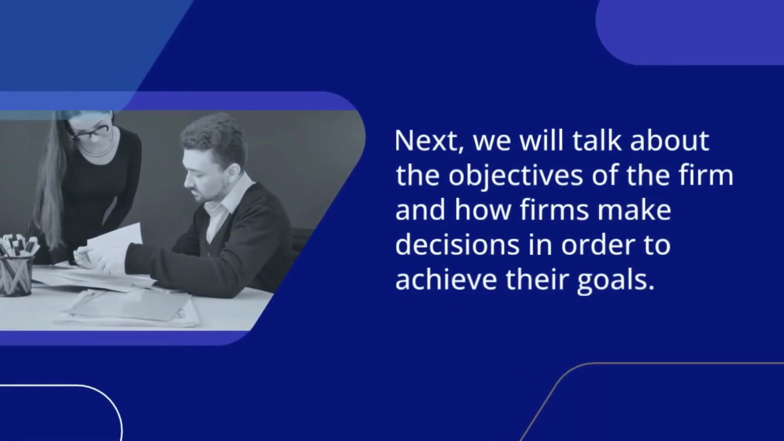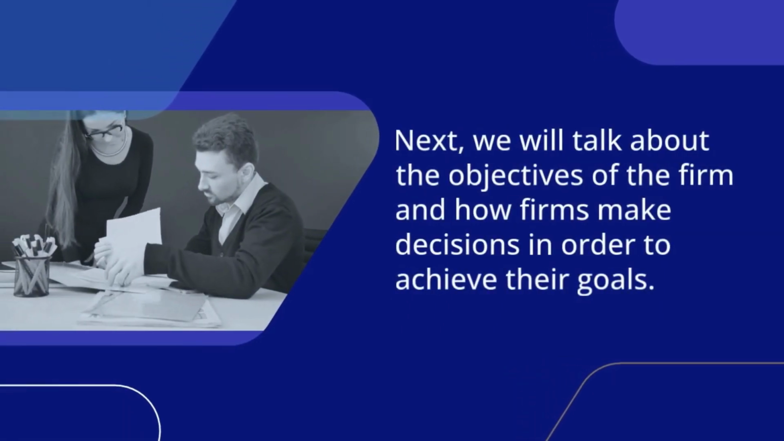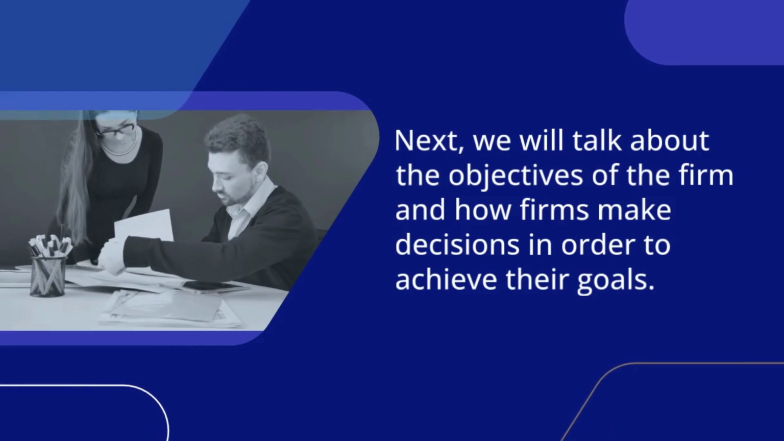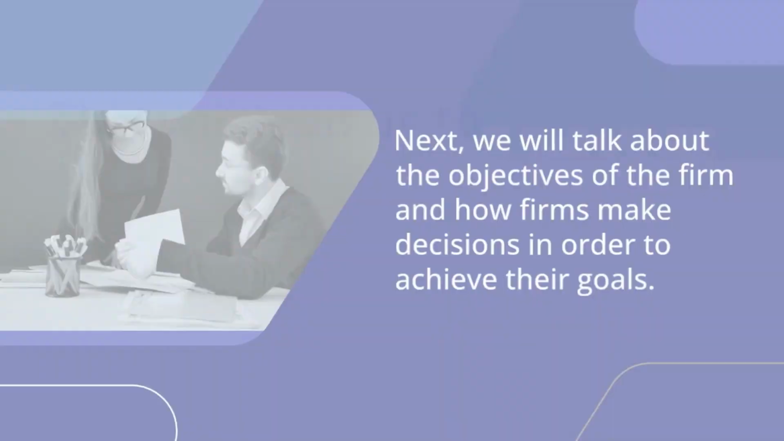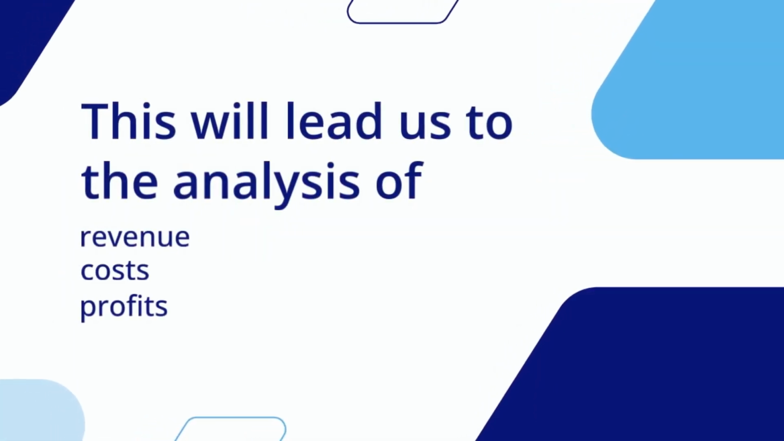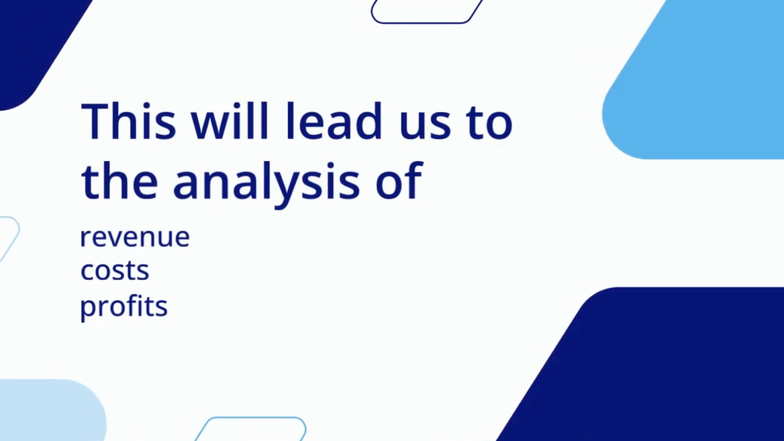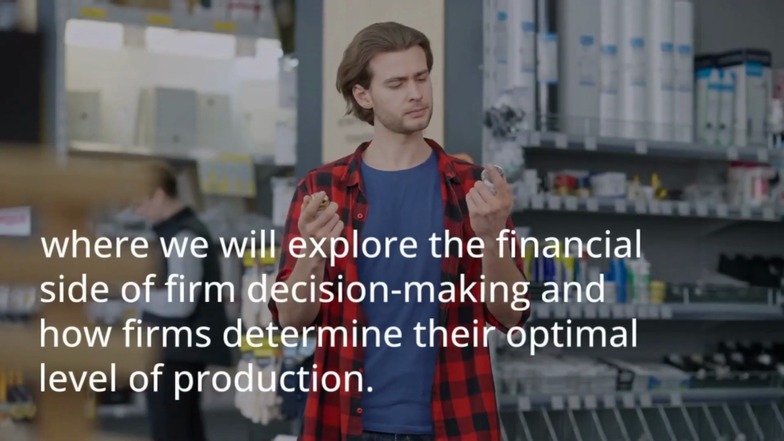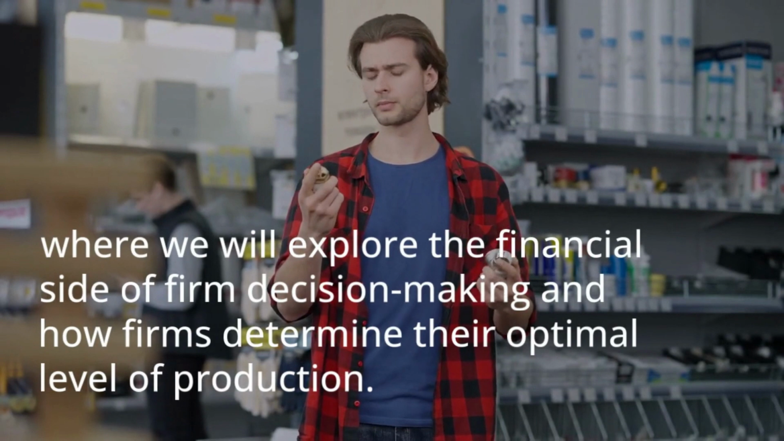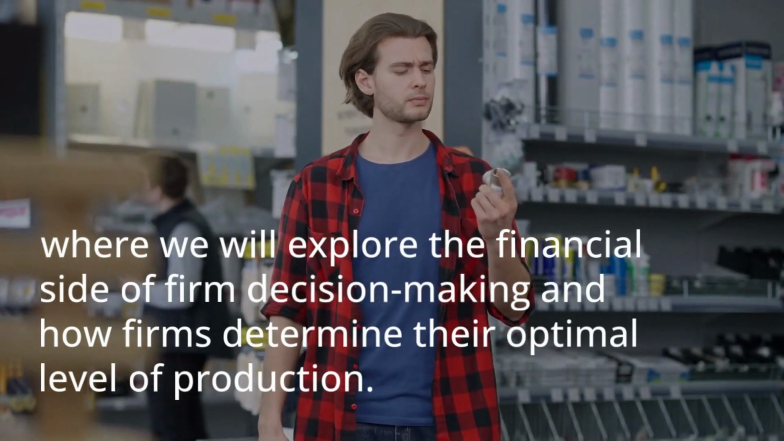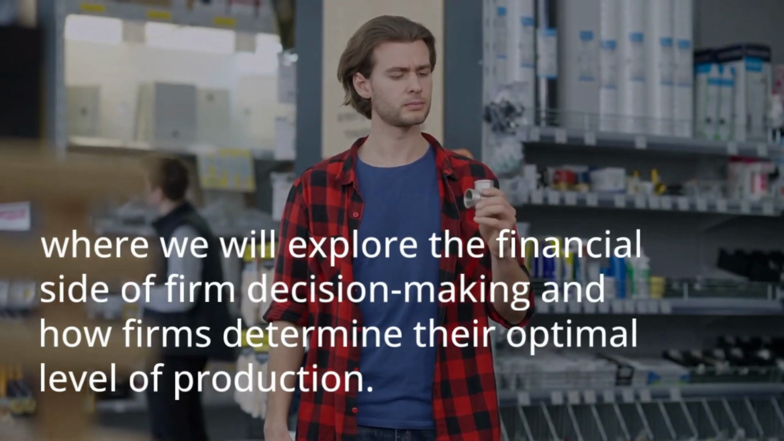Next, we will talk about the objectives of the firm and how firms make decisions in order to achieve their goals. This will lead us to the analysis of revenue, costs, and profits, where we will explore the financial side of firm decision-making and how firms determine their optimal level of production.